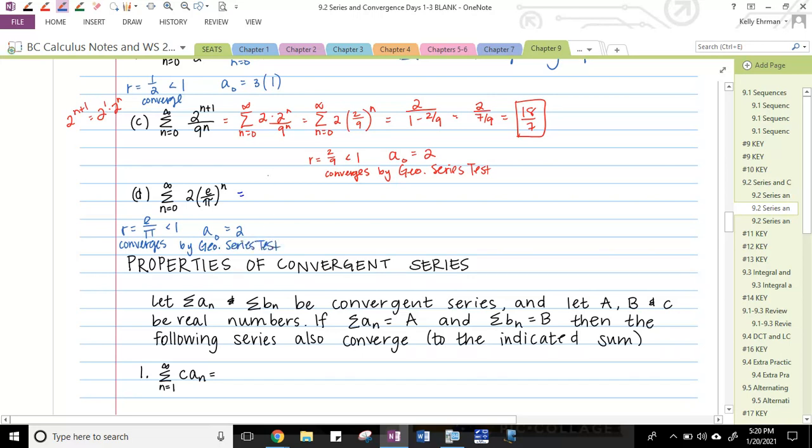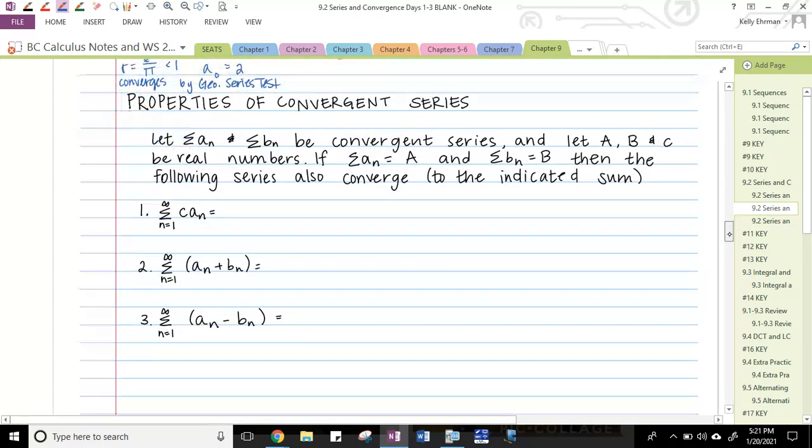And what does it converge to? a over 1 minus r. Now you might see, if you're searching for your answer, that they might simplify that complex fraction. So remember, we can get rid of the complex fraction by multiplying by pi over pi. And so now it's 2 pi over pi minus e. That's what it converges to.